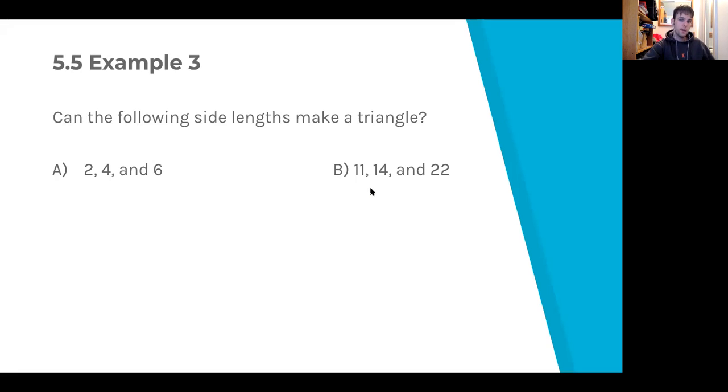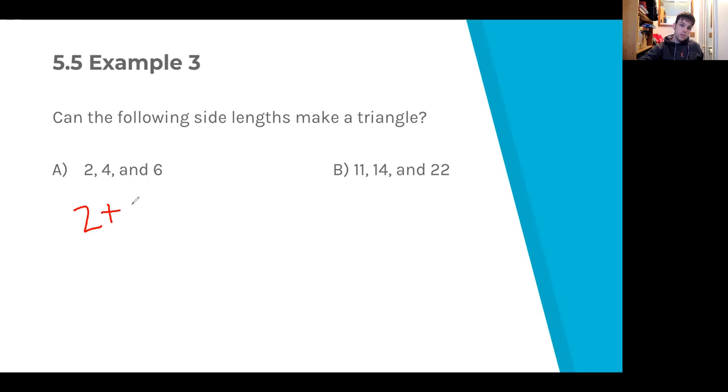All right, the next couple problems are dealing with the triangle inequality theorem. So we're going to see if we can make a triangle using these side lengths. Can we make a triangle with side lengths of 2, 4, and 6? The triangle inequality theorem would say the sum of any two sides has to be greater than the third.